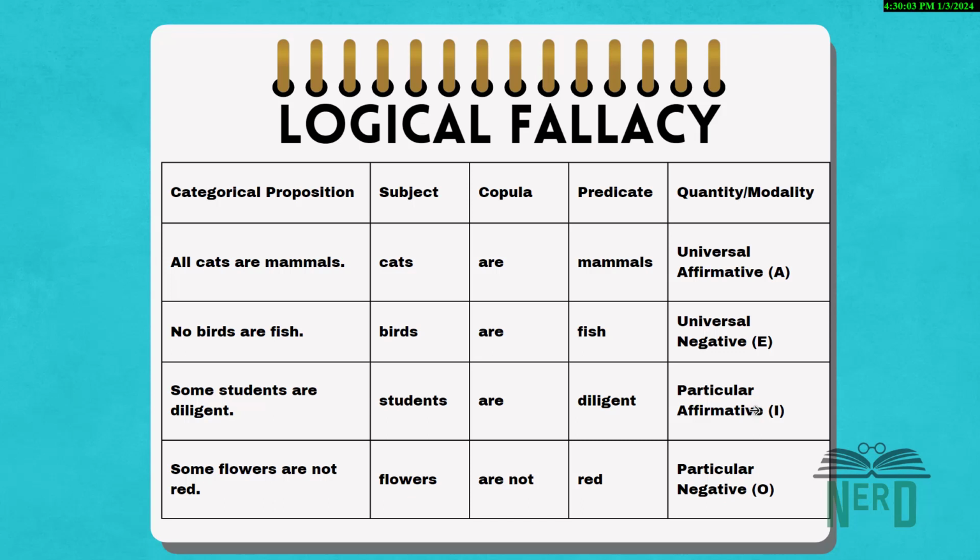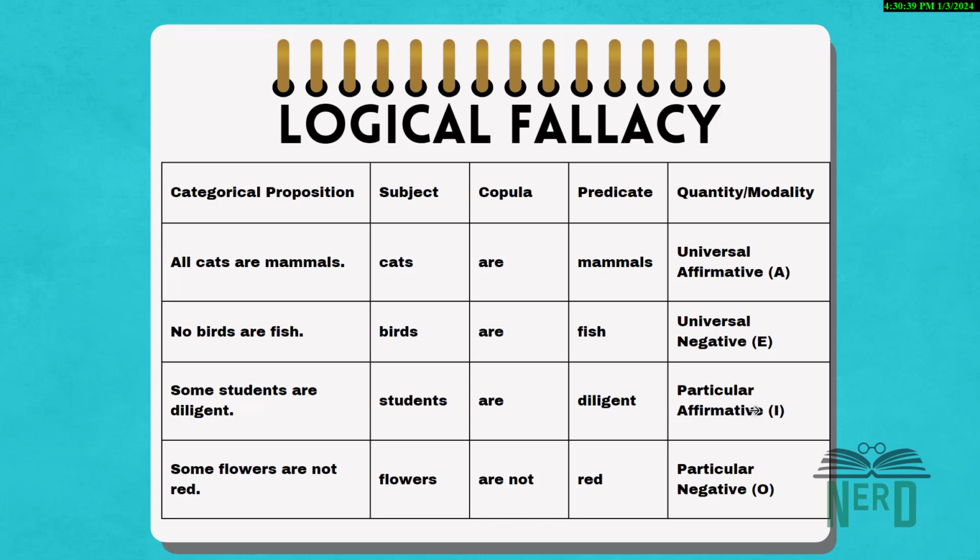Here are categorical propositions, like all cats are mammals, no birds are fish, some students are diligent, and some flowers are not red, right? So in all cats are mammals, what is the subject here? Cats. And what is the copula, which is are, it can be have or it can be is, all these. And the predicate is what? Mammals, at the end. And of course, what is quantity, which is all, no, some and some not, right? So this will be your quantity.